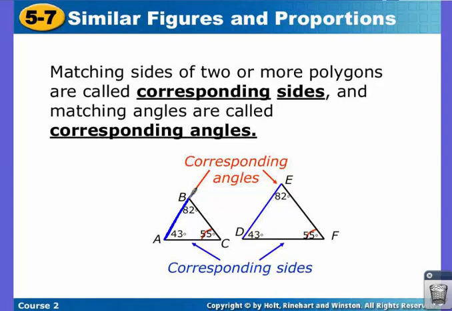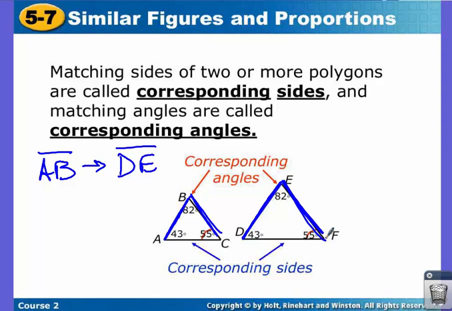Here we have line segment AB, and the way we would write that is we would do AB with a bar on it. Well, that corresponds to or is in the same place as line segment DE over here. So we would say that those are corresponding parts. We would also say that BC corresponds to EF, and line segment AC corresponds to line segment DF. Okay, and that's how we identify the corresponding parts.